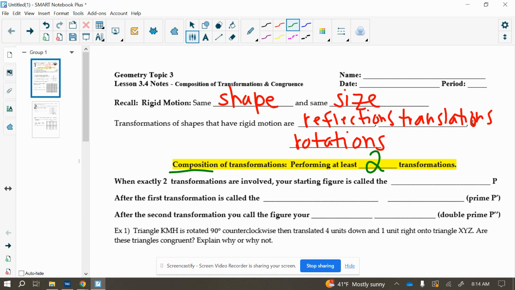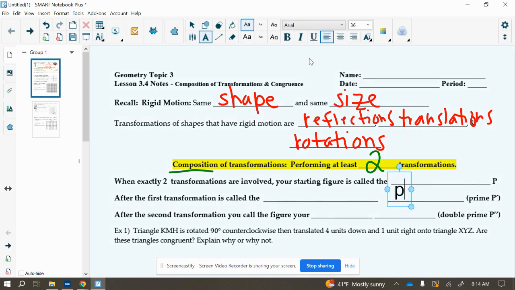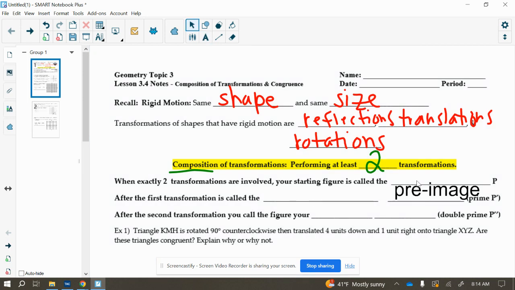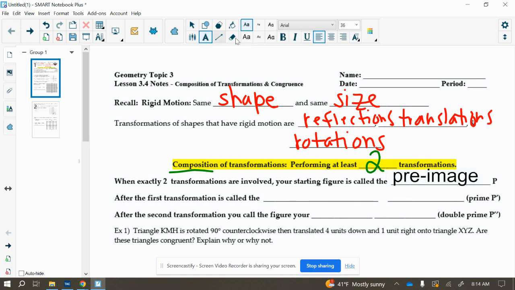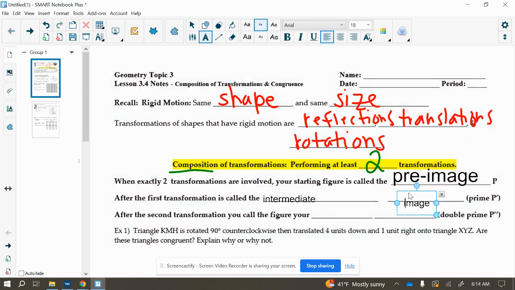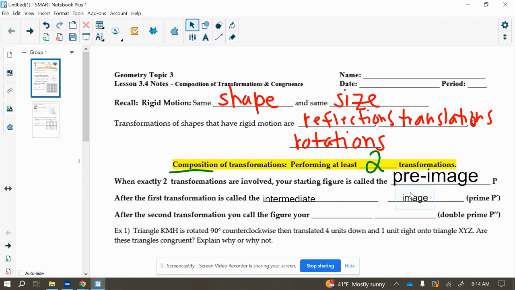And again, we start this off with our pre-image, right? We have the starting pre-image each time. And then we take that pre-image, and after we transform it once, the pre-image becomes, in this case, the intermediate image. It's the intermediate image because we have at least one more transformation happening. So we need to have that in-between stage. We call that the intermediate image.